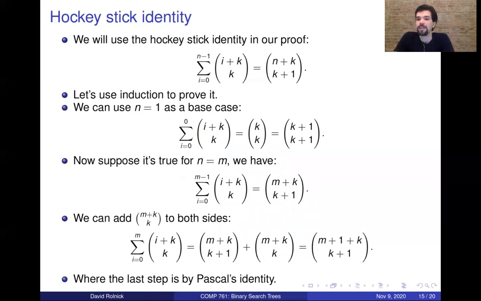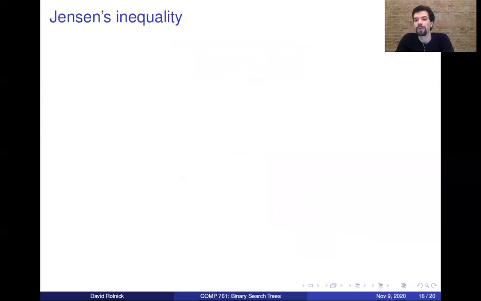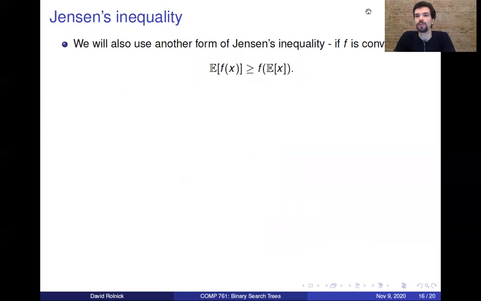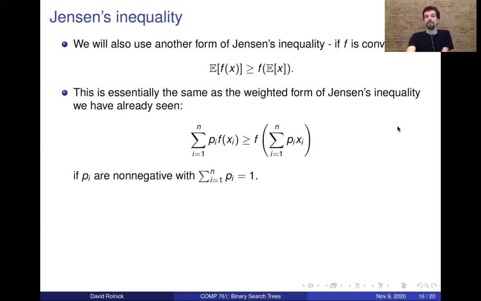The only other thing that we're going to need, I'm going to set up the proof for next time, but not actually do the proof. So we're going to use another form of Jensen's inequality. So we've seen the weighted form and the unweighted form, and here's another way of writing down the weighted form. If we have a convex function, then the expected value of f of x is greater than or equal to the function of the expected value of x.